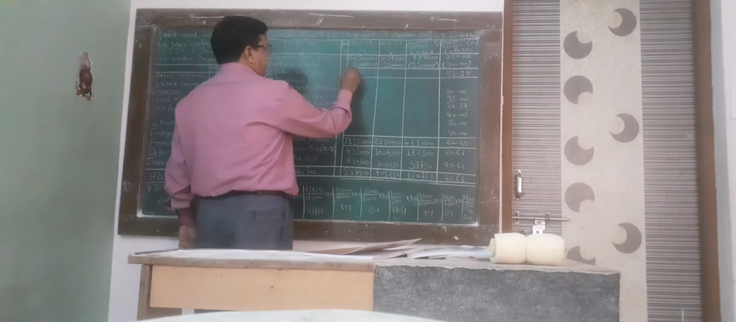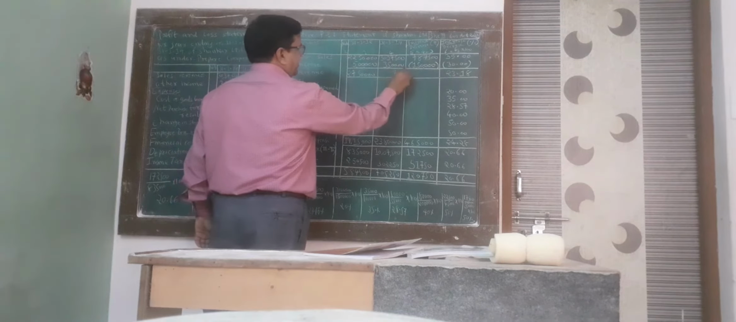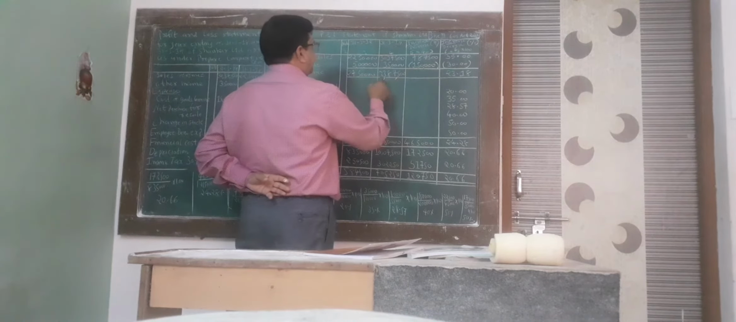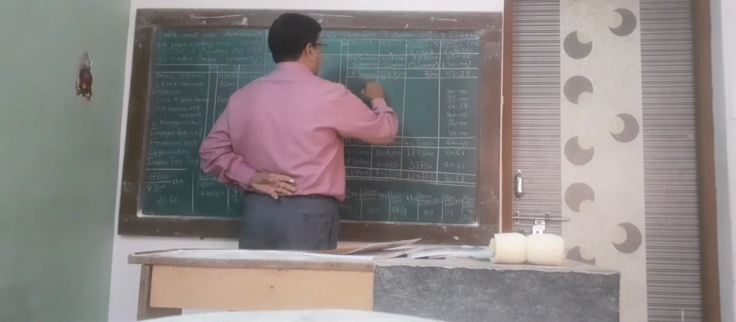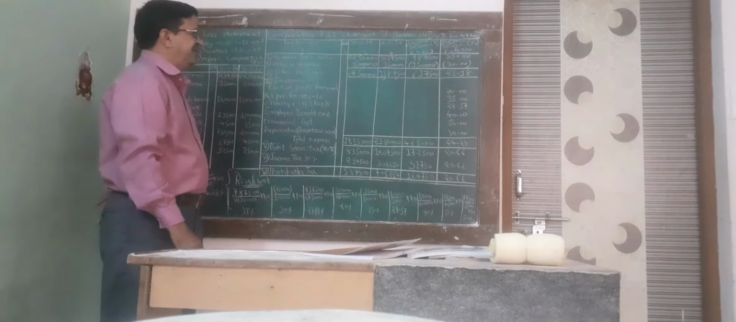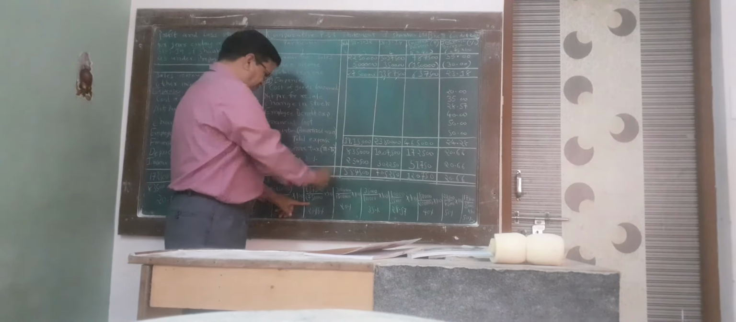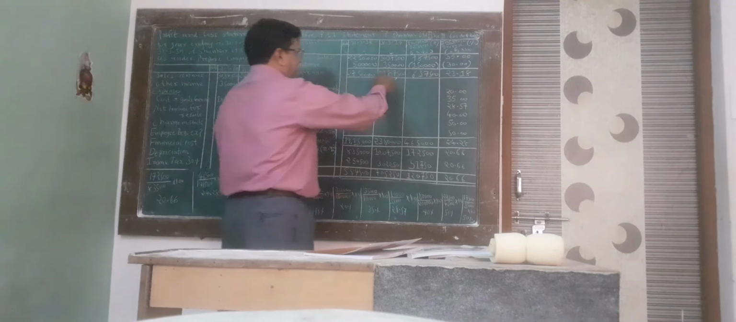Now total revenue is 27 lakh 50,000 in 2018 and 33 lakh 87,500 in 2019. So there is an increase in total income of 6 lakh 37,500. 6 lakh 37,500 divided by 27 lakh 50,000 into 100 is equal to 23.18%. So this is the total income.